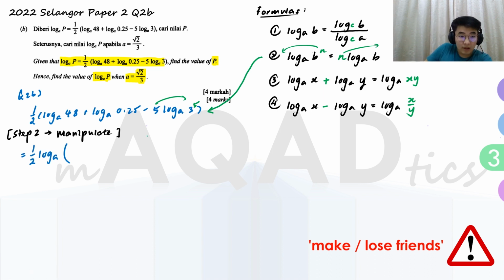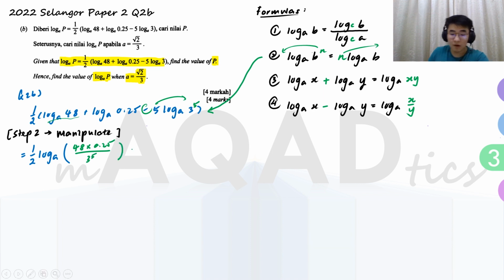Alright, so here we can now combine them. So this first value is positive, so I'll move it at the top. This is plus, so I'll multiply. And here is minus, so I'll divide 3 over 5. Right, so you simplify the things inside here, you will get 4 over 81.